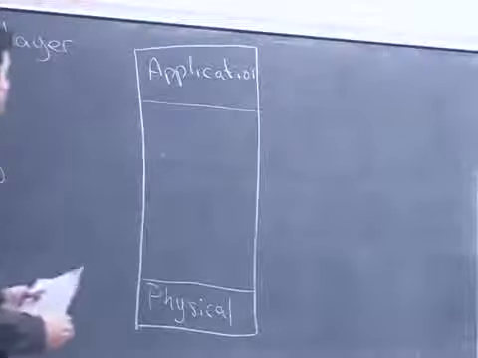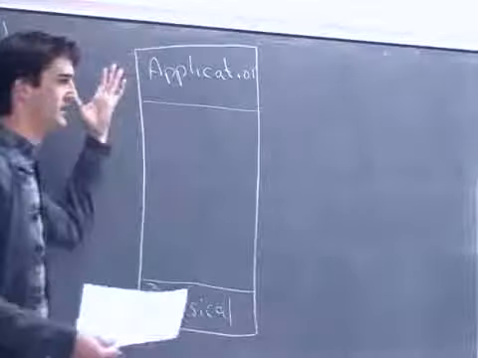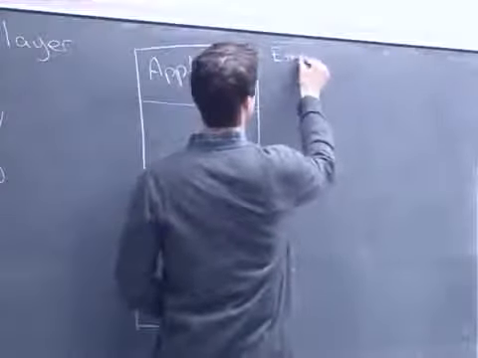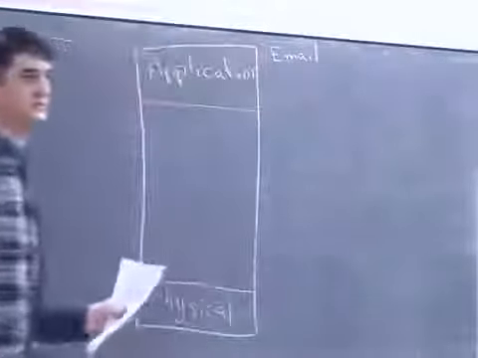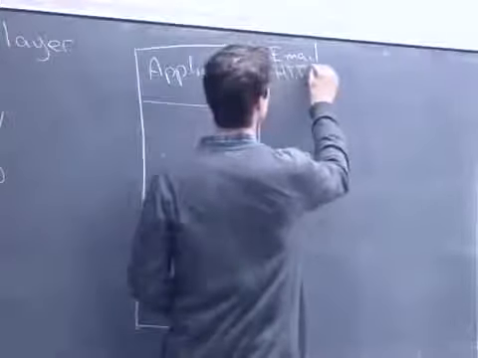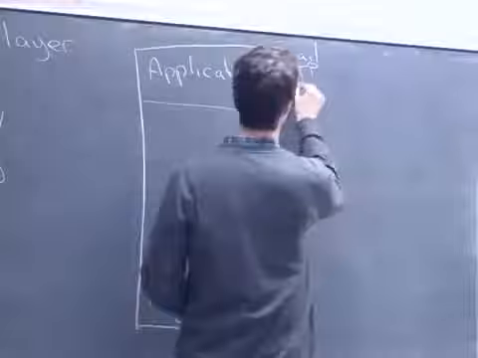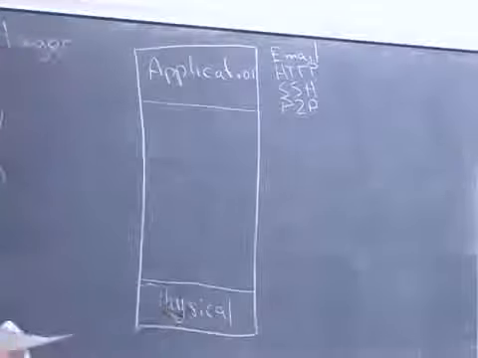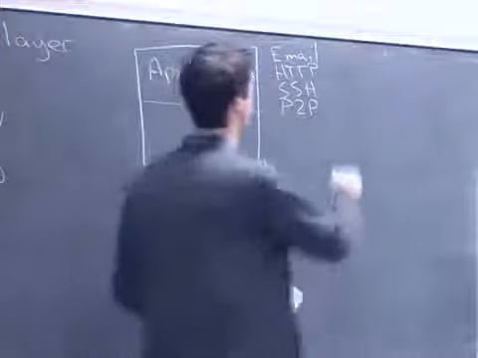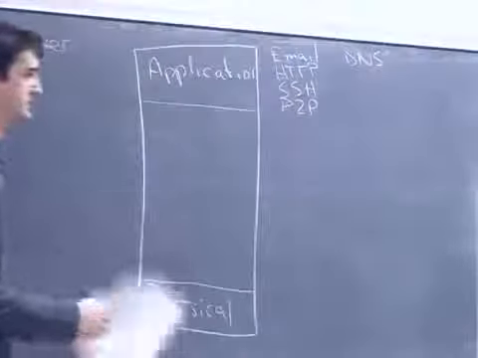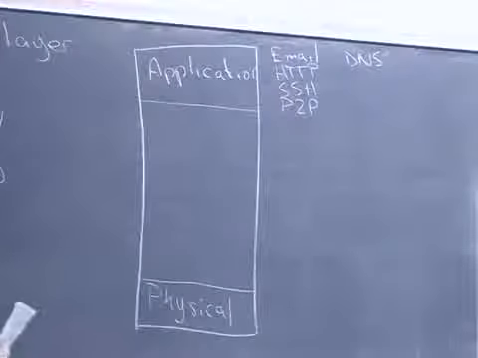Right? So can someone give me an example of an internet application? So we have email. What else? HTTP, heard. SSH. One time we talked about peer-to-peer, and so on. And there's others like DNS as well, and there's many more.